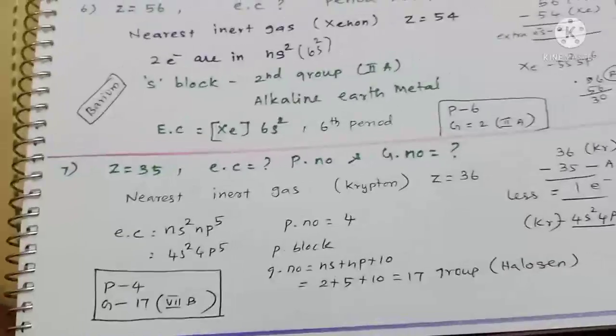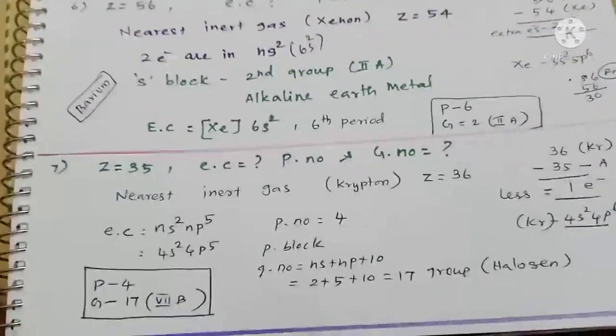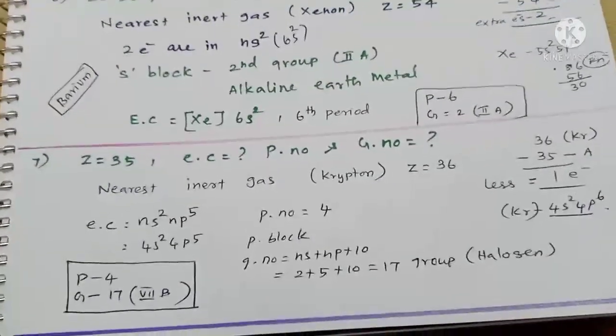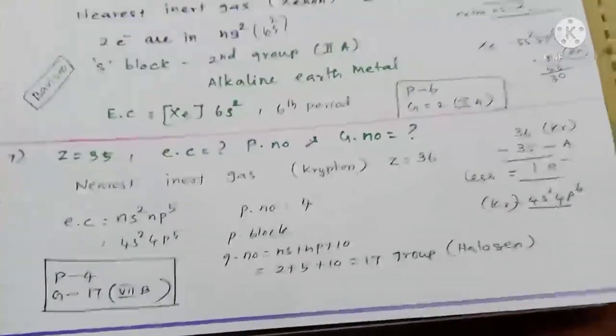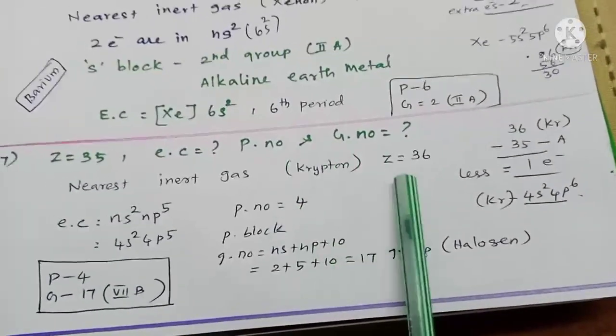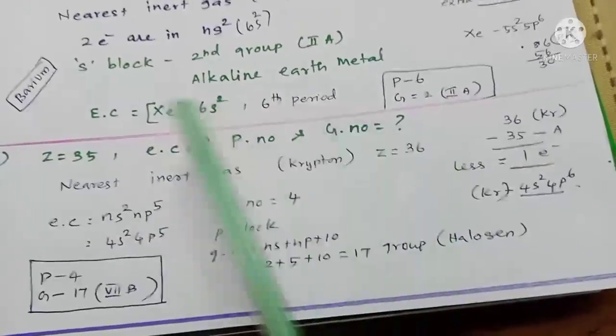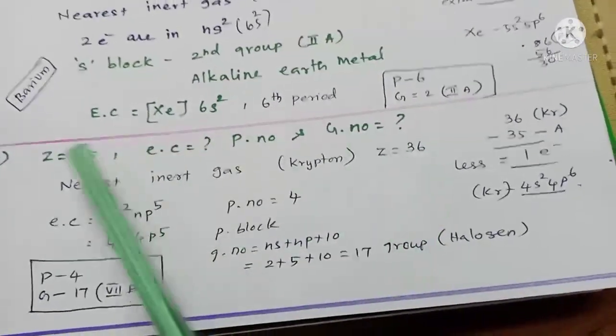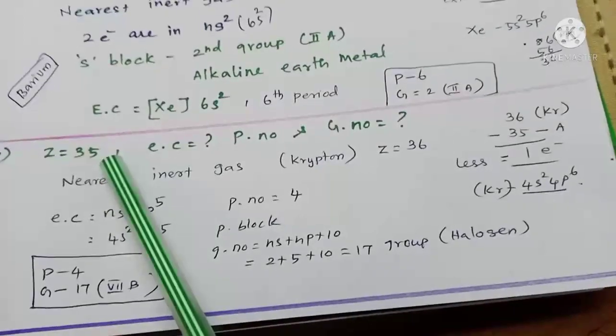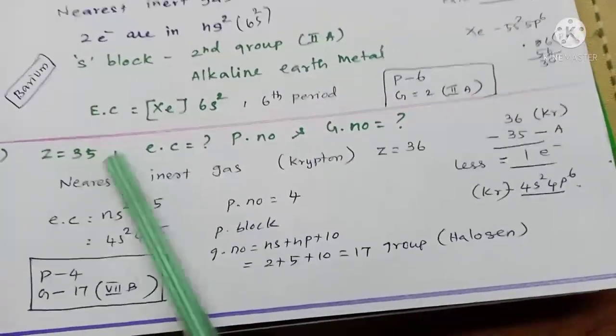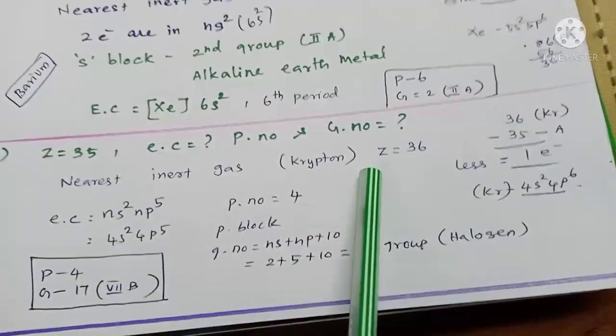The atomic number is given as 35. So as usual, we need the period, group number and electronic configuration. The nearest inert gas for this one is krypton with atomic number 36. Now see the difference in electron number between these two: krypton 36, given element 35. So the given element has 1 electron less than the krypton inert gas.